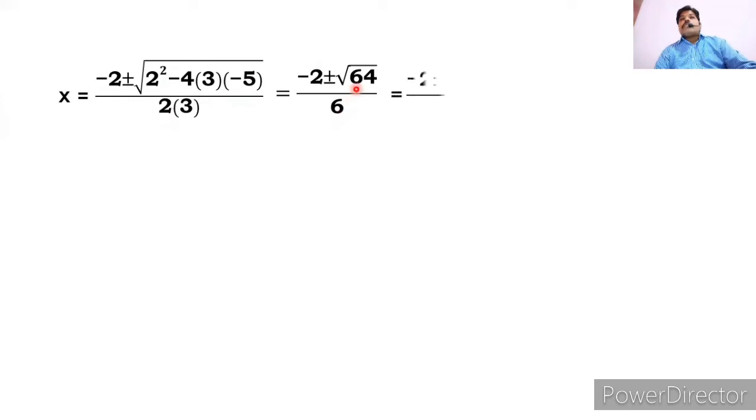Root 64 is nothing but 8. So in both cases, if we take the minus 8, minus 2 minus 8 is nothing but minus 10 by 6, which is minus 5 by 3. And if we take the plus 8, minus 2 plus 8 is nothing but 6 by 6, that is equal to 1.